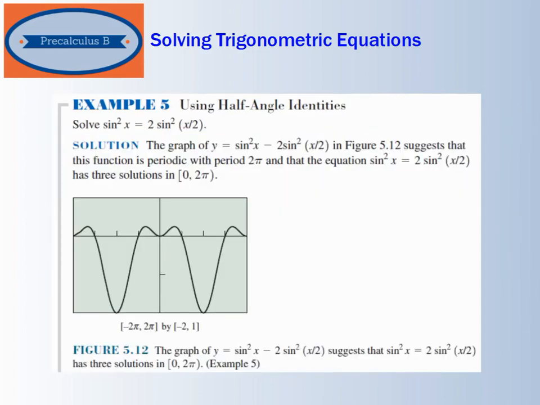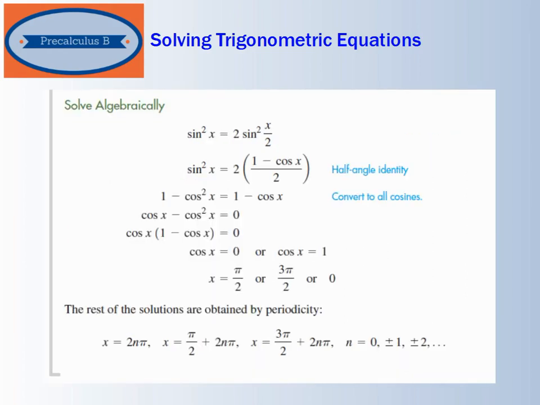And we can find that, if we look at the actual graph of this particular function, sine squared x minus 2 sine squared of x over 2, where we have our x-intercepts, those are our solutions. We should have 3 solutions in that interval. And since in this window we're going from negative 2 pi to 2 pi, so 0, pi over 2, 3 pi over 2, that looks like our solutions would be correct. And the text actually goes through and confirms pi over 2 or 3 pi over 2 or 0 would be our exact values.